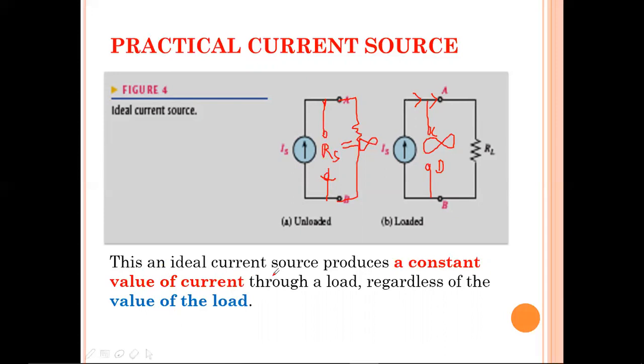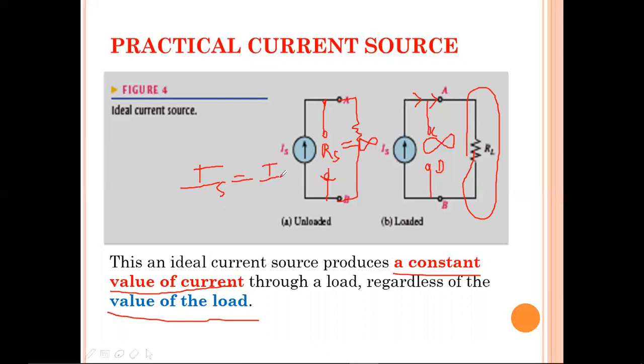So an ideal current source produces a constant value of current through a load, regardless of the value of the load. This is the ideal case. Since there is a high value of internal resistance, infinity, the total current is sent to the load. Then Is equals IL comes into the picture. There is no dropping of current. Is is equal to IL.